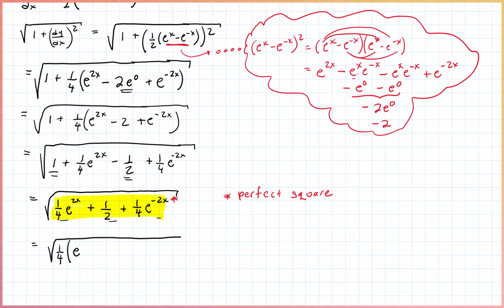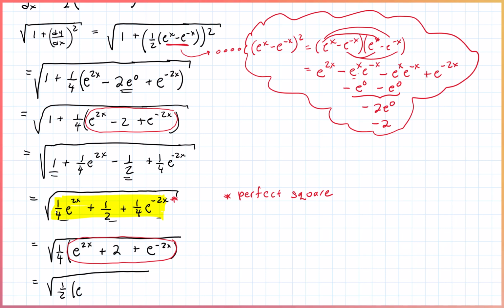this becomes e to the 2x plus 2 plus e to the negative 2x. And look at this. Draw your eye to the expansion we had right here and to what we have right here. These are two perfect squares. And so e to the 2x plus 2 plus e to the negative 2x actually factors simply into e to the x plus e to the negative x quantity squared.